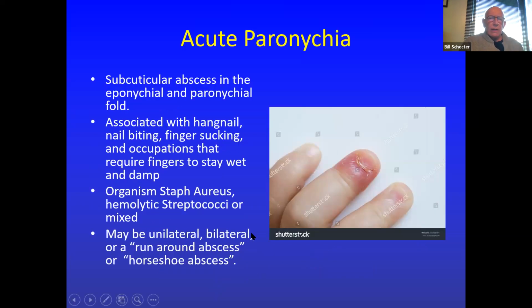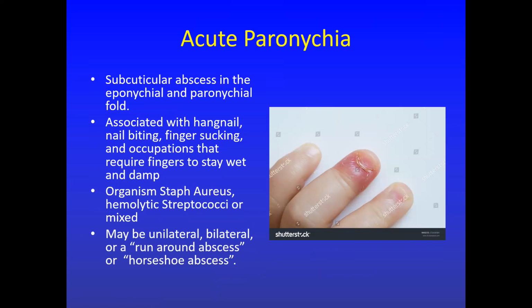Okay. Now, somebody, I think 2 weeks ago, asked about paronychia, and I said, well, hold on, because we're going to talk about paronychia. So here we are. A paronychia is a common problem, as surgeons are often asked to deal with it, and it's basically a subcuticular abscess between the eponychium and the paronychium of the finger.